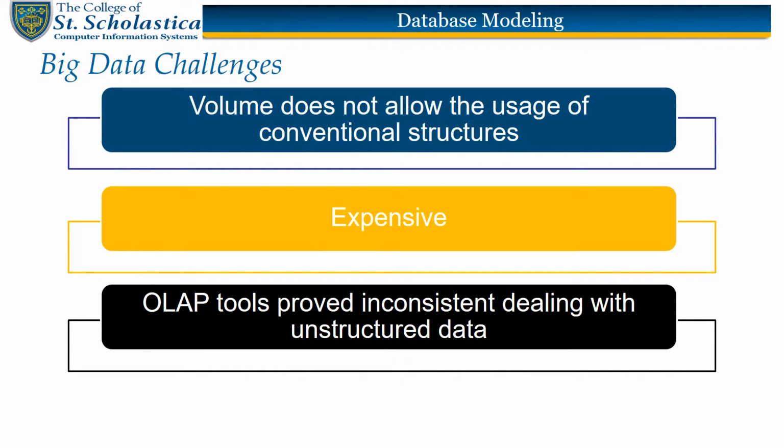The problem is that the relational approach does not always match the needs of organizations with big data challenges. It is not always possible to fit unstructured social media and sensor-generated data into the conventional relational structure of rows and columns. There is a hefty price tag for expanding hardware, storage, and software licenses needed for the volume of data, and OLAP tools prove inconsistent in dealing with unstructured data.